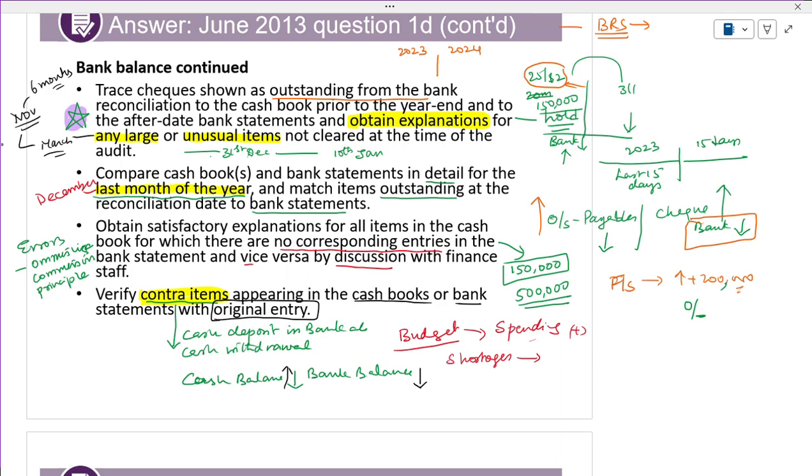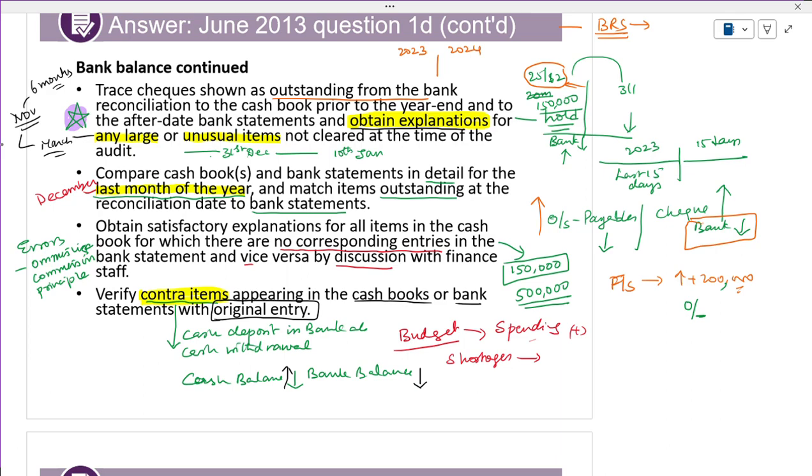If there are any unusual items, what is the task of an auditor? To obtain an explanation for this, that's all. To obtain the explanation means that if there are any unusual items or large items, then you will suspect. Very simple.